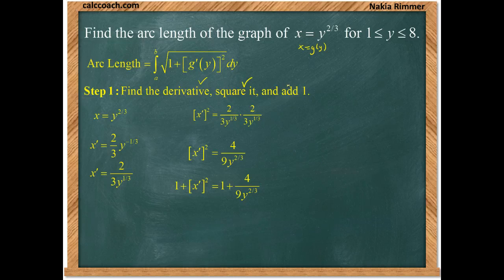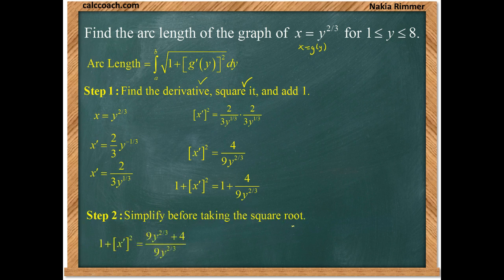And when we add 1, we need to simplify it. If we have these two terms, it's best to write this as one single fraction. So rename 1 to be 9y to the 2/3 over 9y to the 2/3. This is part of simplifying before taking the square root. So combine these into a single fraction as part of simplifying. So now we're ready to take the square root.